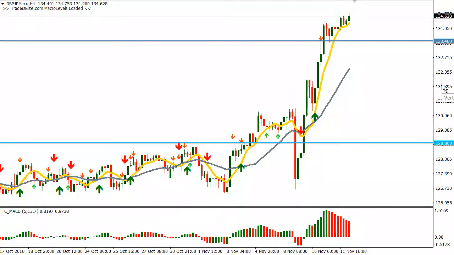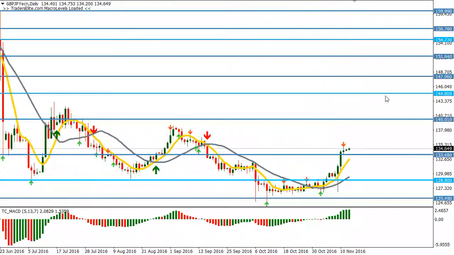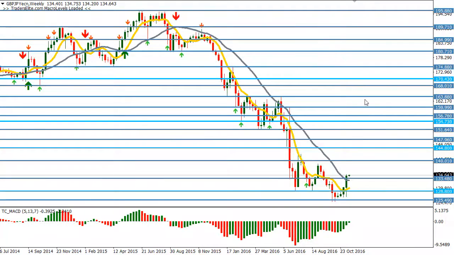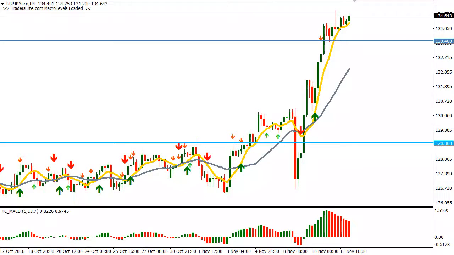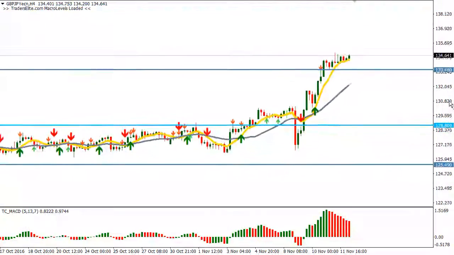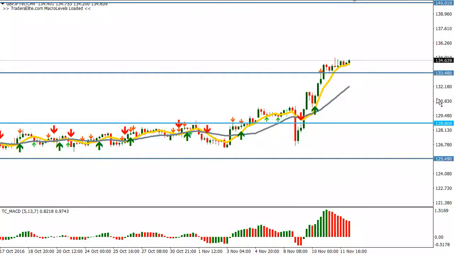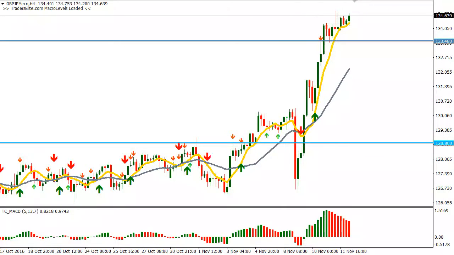Pound yen, similar but stronger than the euro because the pound is experiencing a bit of a rebound after being in those oversold conditions. So 4 hour is up, daily is up, and weekly has not formed yet. But we get this nice, really big push up above that 133.48 macro level from last week, and at this stage, it's looking very possible to head towards that 140.01, and that's what I'd be looking at.